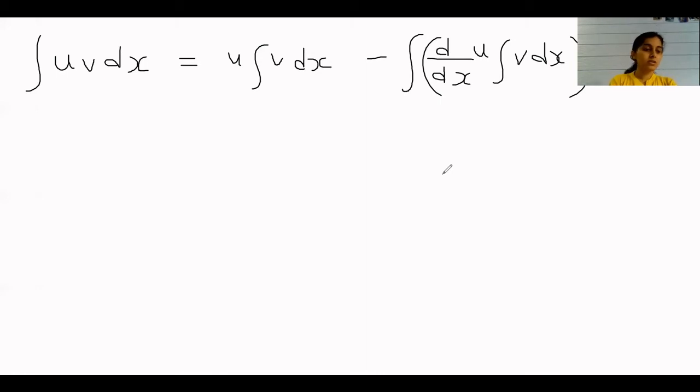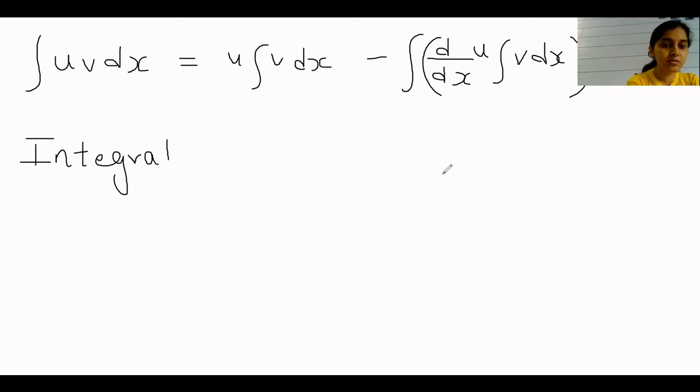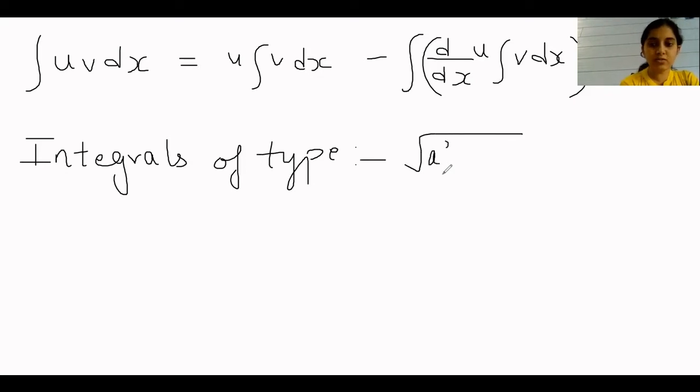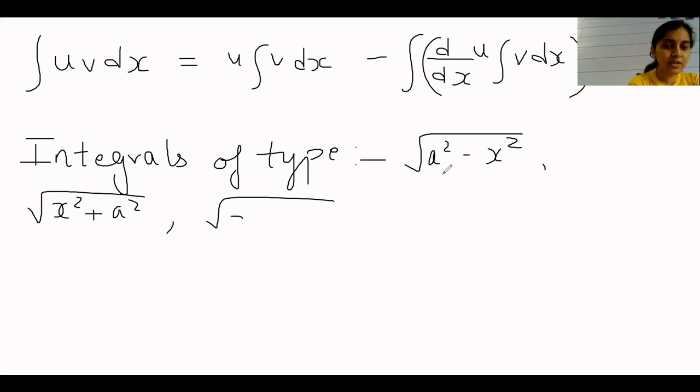Now let us begin with some of the results that we need to know before we do the exercise. So what are these results? Suppose we come across integrals of the type root of a square minus x square, root of x square plus a square, and root of x square minus a square. If we come across these, how do you integrate them? We have some results to prove with the help of integration by parts.